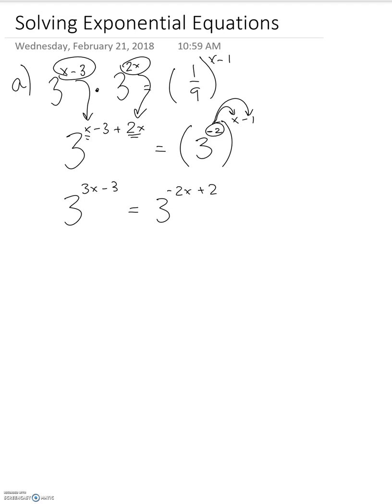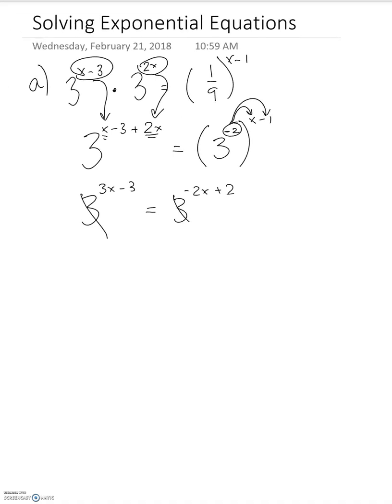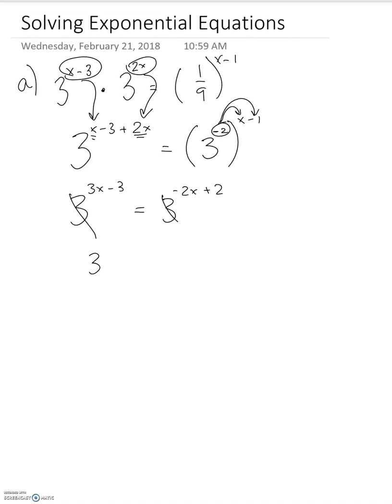Since my bases match, we can actually get rid of these bases. Logic says that if 3 raised to something is equal to 3 raised to something, those powers must be the same. So I end up with 3x minus 3 is equal to negative 2x plus 2. Using my inverse operations from Algebra 1, I can start solving this out. The negative 2x is canceled with a positive, and we end up with 5x on the left-hand side.